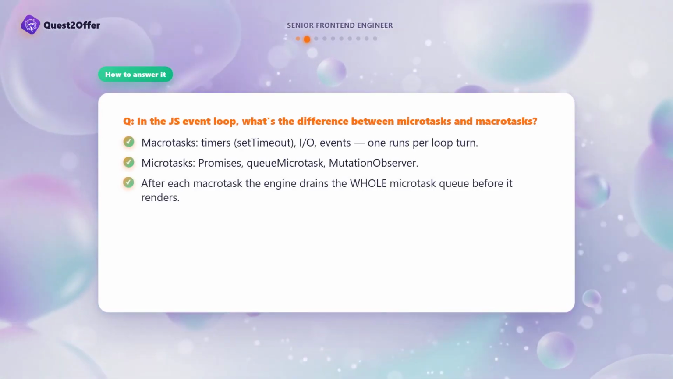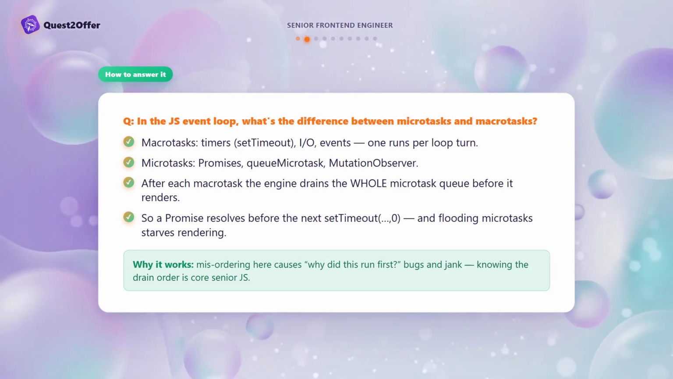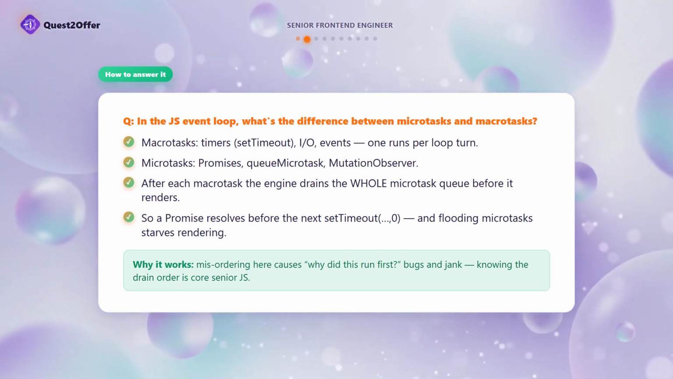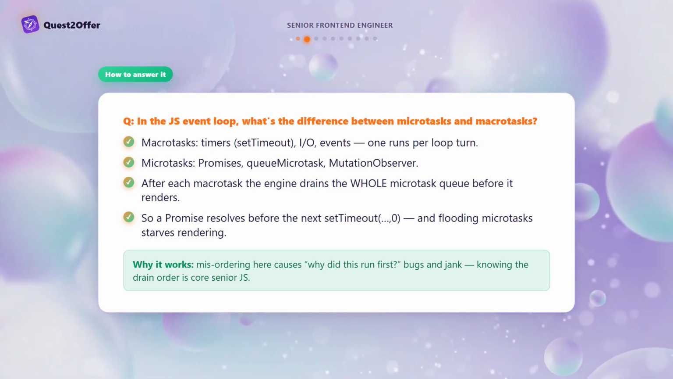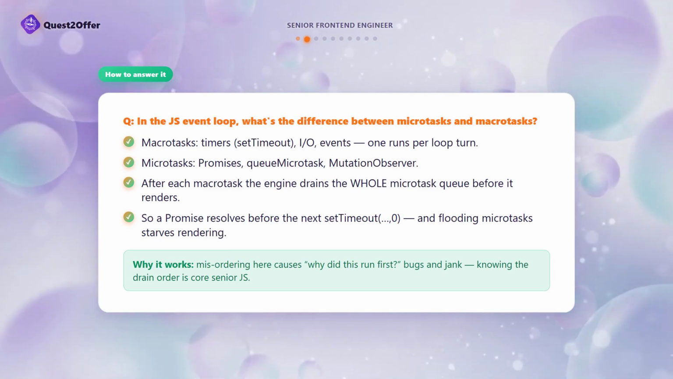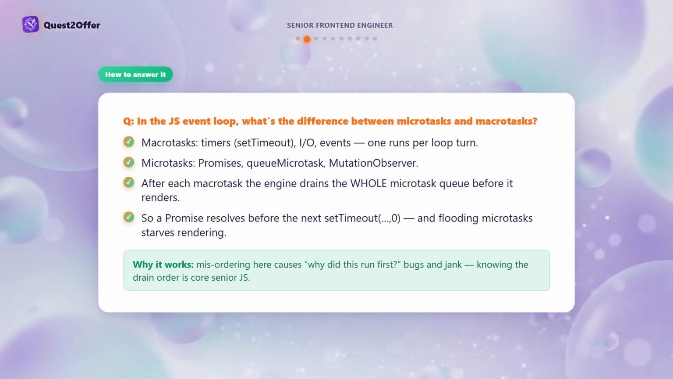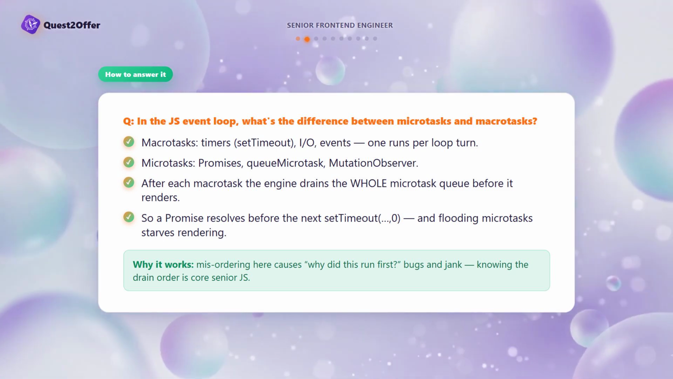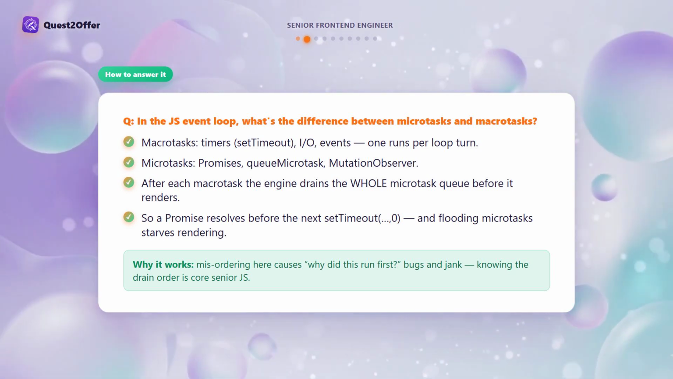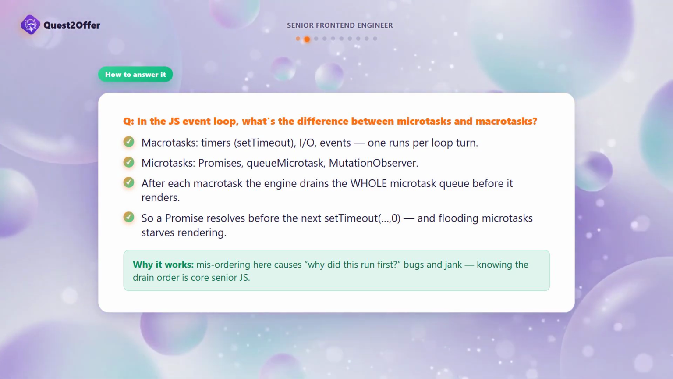Macrotasks are things like timers and events. One runs per loop turn. Microtasks are promises and queueMicrotask. The key rule: after each macrotask, the engine drains the entire microtask queue before it renders. So a promise resolves before the next setTimeout 0, and if you flood microtasks, you starve rendering and freeze the UI.